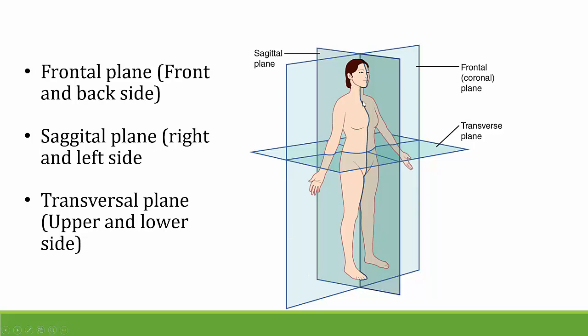The second plane is a sagittal plane, and it divides the body into a right and left side. Over here we see the sagittal plane. Right side, left side. The last plane, the transversal plane, divides the body into a upper and lower side, and this is the transversal plane.